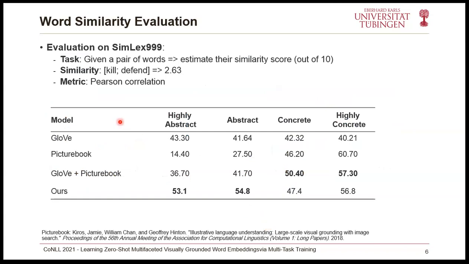We have evaluated our grounded embedding on many benchmarks. Here is an example of a similarity lexicon where the task is to estimate the similarity score of a pair of words. And this data set is categorized into different categories such as highly abstract and highly concrete words. And as you can see, our approach manages to not only bring improvement for concrete words compared to GloVe, but also enhance the performance of highly abstract words. Whereas if you compare it to other approaches such as Picture Book, you can see that their performance is highly biased toward concrete words and kind of loses the information of abstract words.